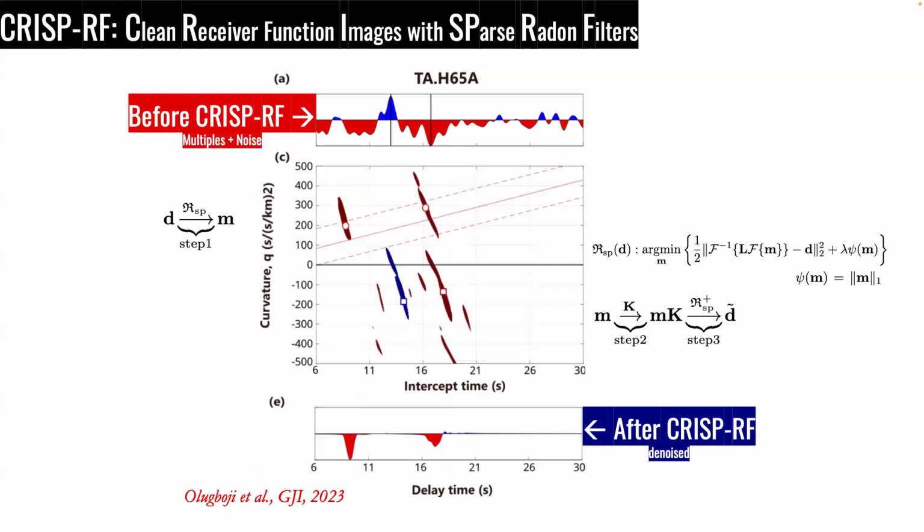Step 1 transforms the P2S receiver function data D into a sparse radon model M. The direct conversions, which show up on the top region of M and are indicated by open circles, are separated from multiples in the bottom region, identified as squares. The second step applies a filter to isolate these direct conversions before step 3 transforms the model back into the data domain as a denoised P2S receiver function.